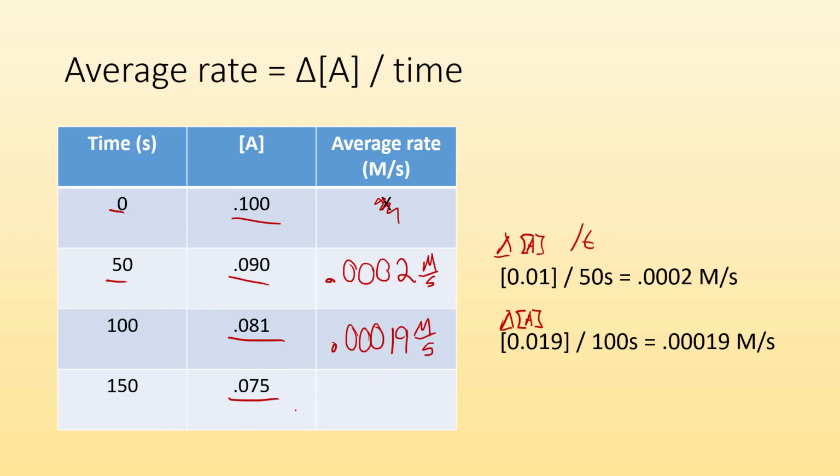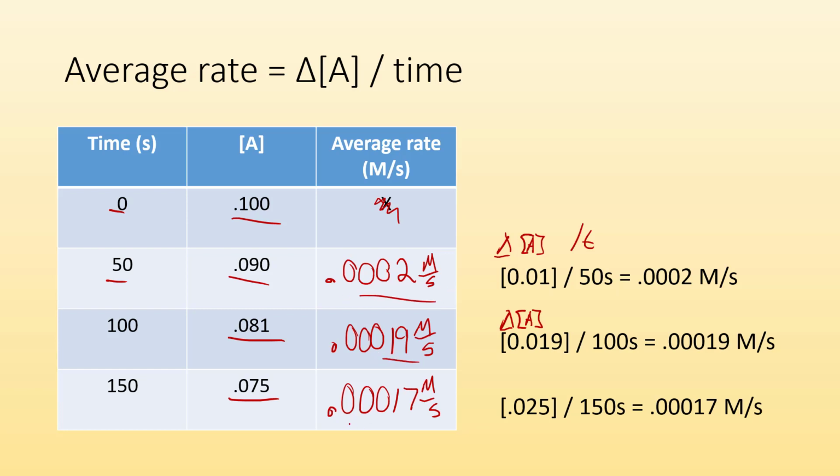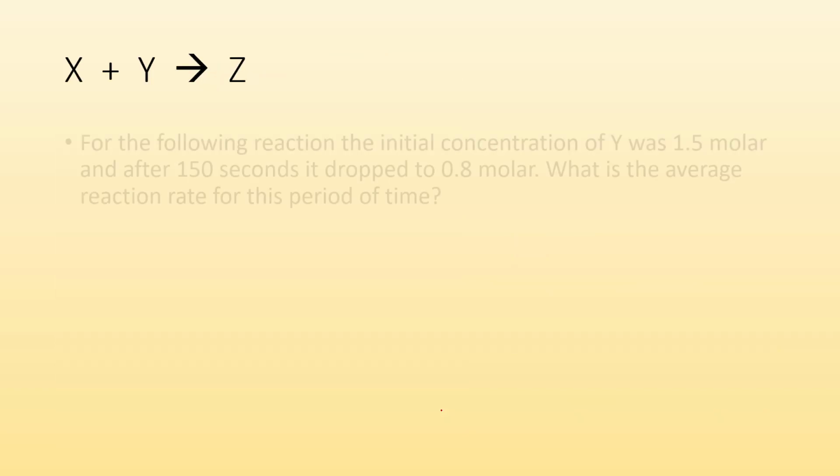And then same process for the last one. Hey, it dropped down to 0.075 molar. So what's the overall change? 0.025 molar divided by 150 seconds. And you get the average reaction rate of 0.00017 molar per second. And you can see the reaction rate drops over time, right? So it's decreasing because we're using up these reactants, so their concentrations are dropping.